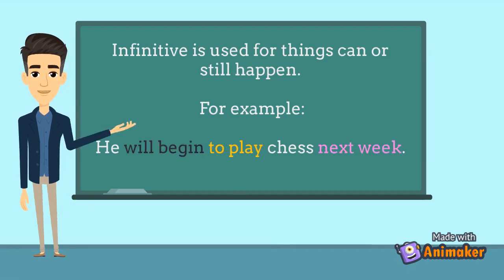Infinitive is used for things that can or still happen. For example, he will begin to play chess next week. In this sentence, we have the infinitive to play and, before it, we have the verb will begin, which indicates the future simple, and we also have the expression next week, which also indicates the future.